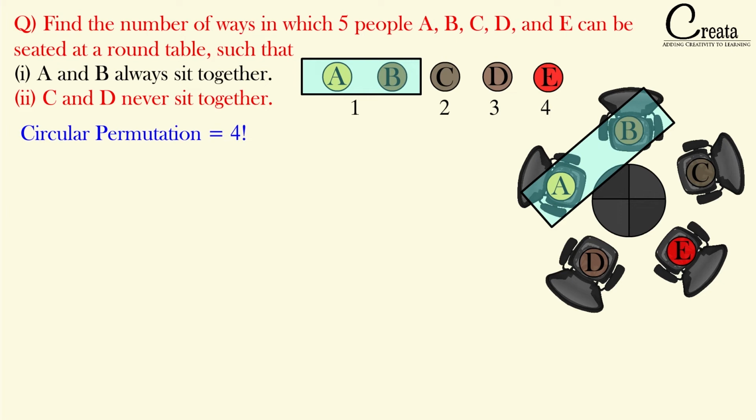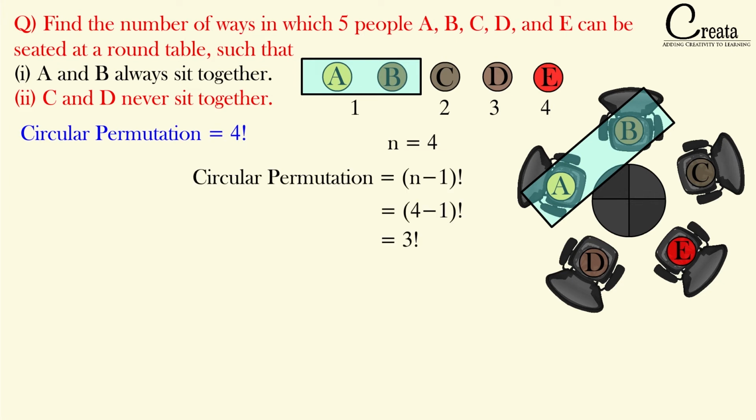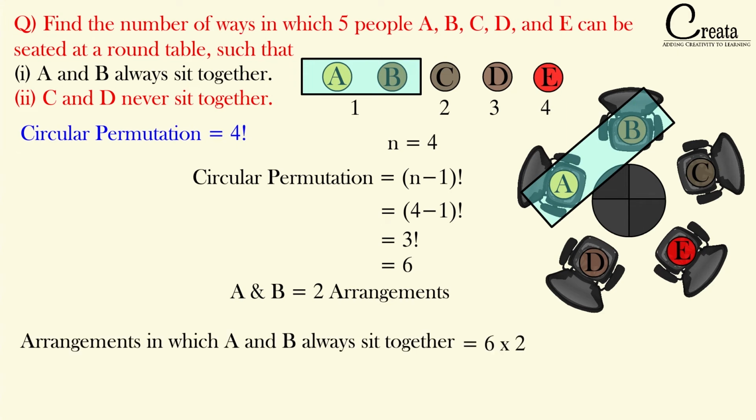So let's apply the formula of circular permutation where n is equal to 4. So we got our circular permutation as 4 minus 1, that is 3 factorial, 3 into 2, that is 6. Okay. Further, A and B can interchange among themselves in 2 ways. A can take the first place, B can take the second place, or B can take the first place and A can take the second place. So independently A and B can form 2 arrangements. So we got our answer as 6 into 2, that is 12.